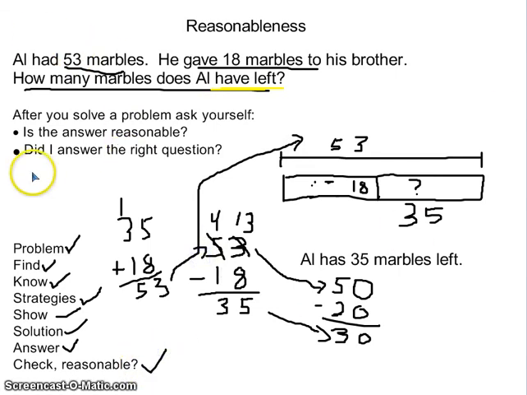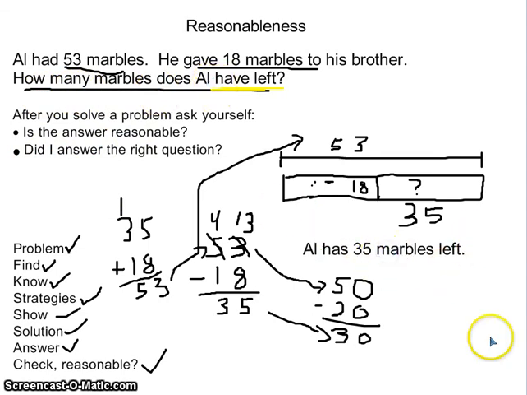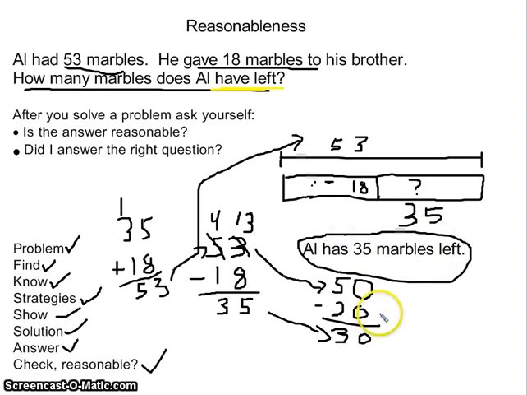We go back, double check, did I answer the right question? How many marbles does Al have left? Yeah, he has 35. Al has 35 marbles left. We answered the right question. In a situation like this, normally you set up your notebook with the line on the side. So for this one, since I don't have that set up, I'm going to just circle my answer so everyone knows here's my final answer with all my work around it.